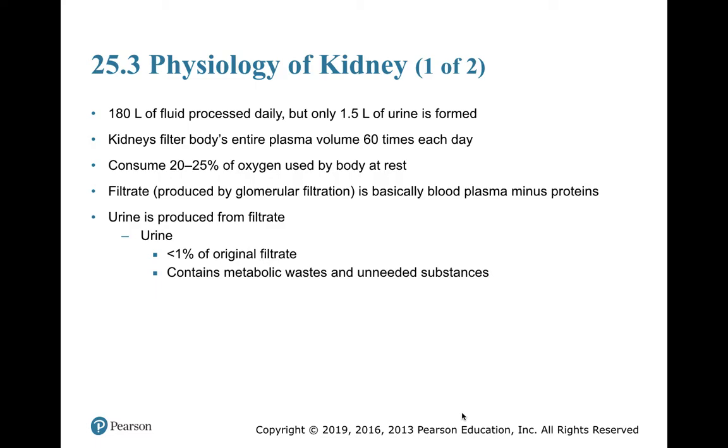And the kidneys are filtering the body's entire plasma volume about 60 times each day. They consume 20 to 25%, almost a quarter, of the oxygen we use in our bodies when we are at rest. They are producing filtrate by glomerular filtration. That is basically blood plasma without the proteins. The urine will be produced from the filtrate. So urine makes up about 1% of the original filtrate, and we want it to contain water and the metabolic waste and the other unneeded substances, not everything in the plasma, the way that filtrate does.